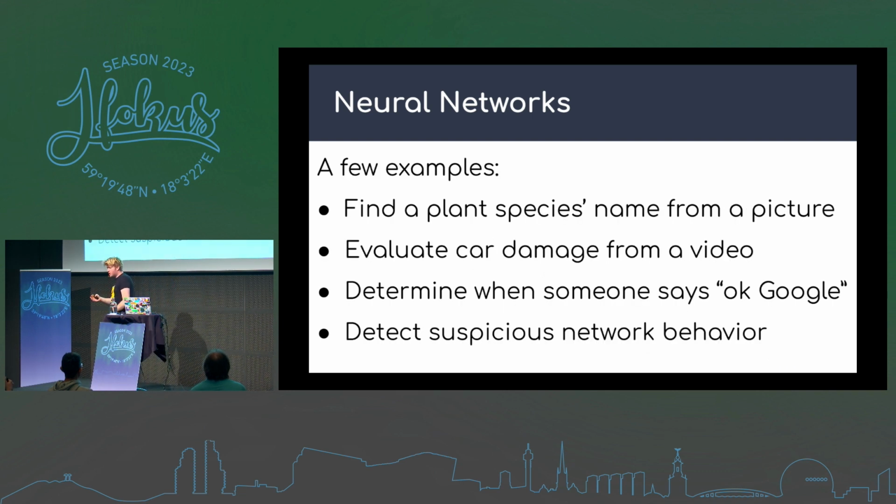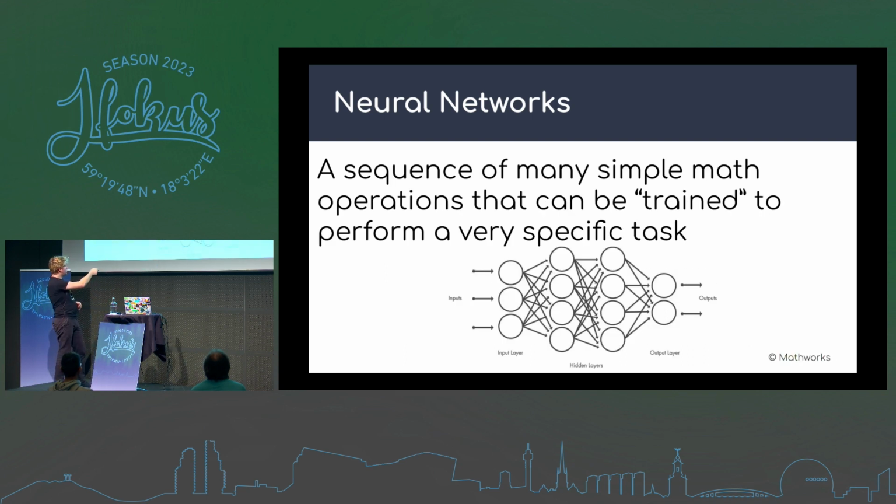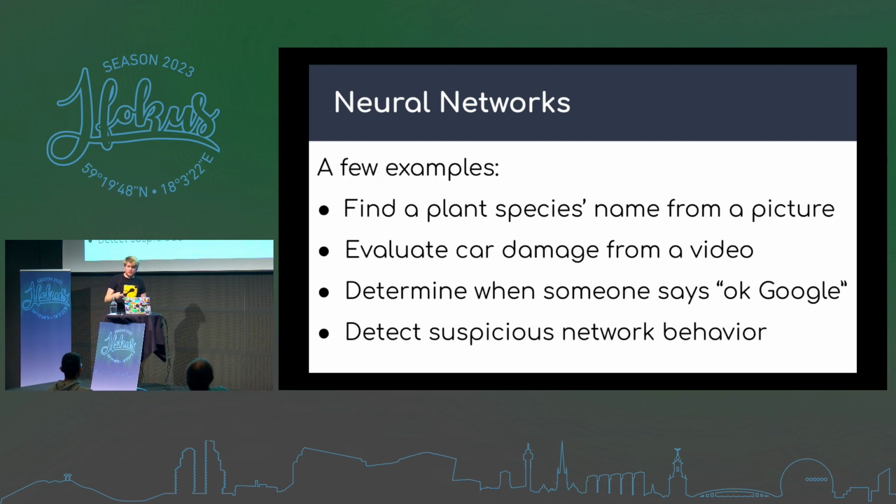So a few examples on that. Finding a plant species name from just a single picture. Here, the numbers you input on the left are the pixels of the image. The numbers you get on the right are the species name. It's a bit simplified, of course, and you'll have way more parameters in there, but that's it. And that's an app called PlantNet, by the way. It's free. You can install it, and it's great for walks in nature. You can detect what kind of plant it is instantly.